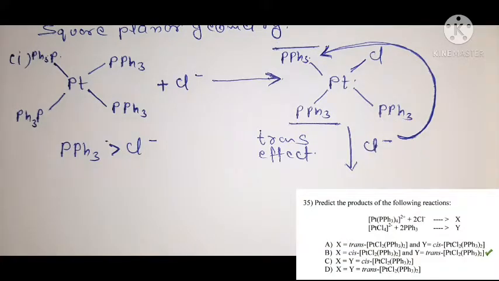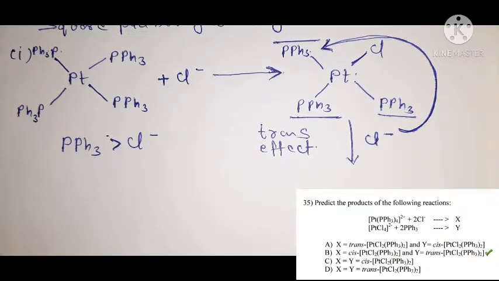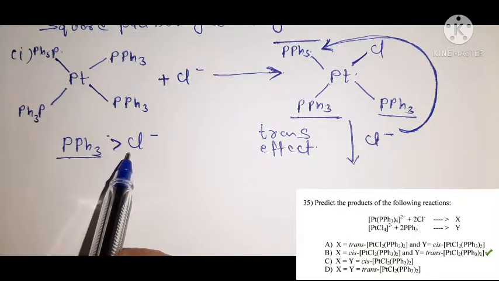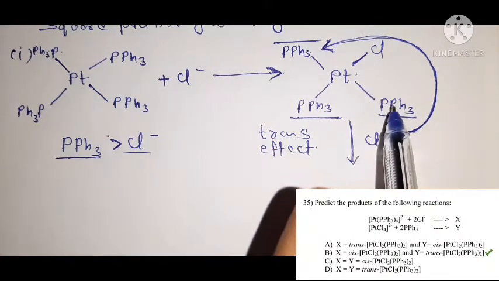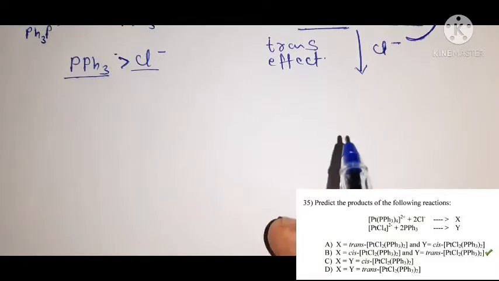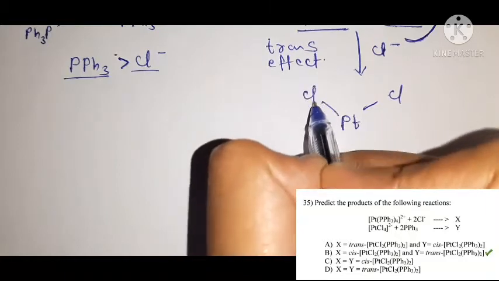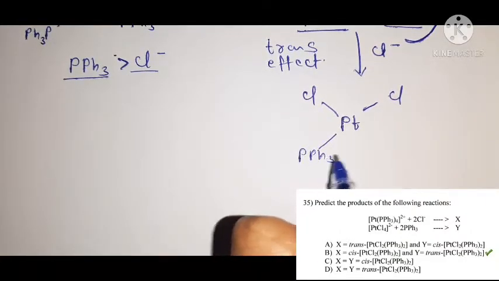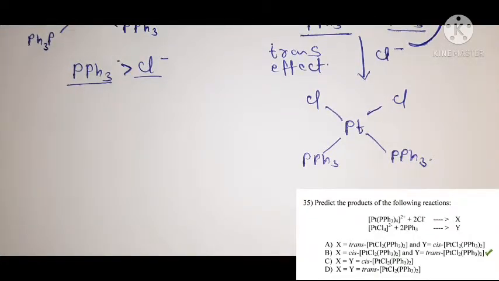Why does this position prefer? See, this position is trans to triphenylphosphine and this position is trans to chlorine, and you know very well that according to the trans-directing series, the trans-directing nature of triphenylphosphine is greater than chlorine. That's why this position trans to triphenylphosphine is preferred for attack of the Cl anion, and the product obtained for this reaction is this. So this product is obtained by this reaction.